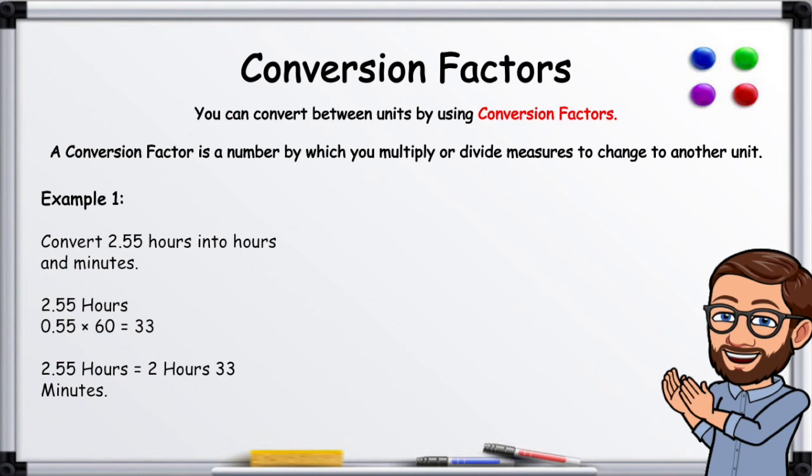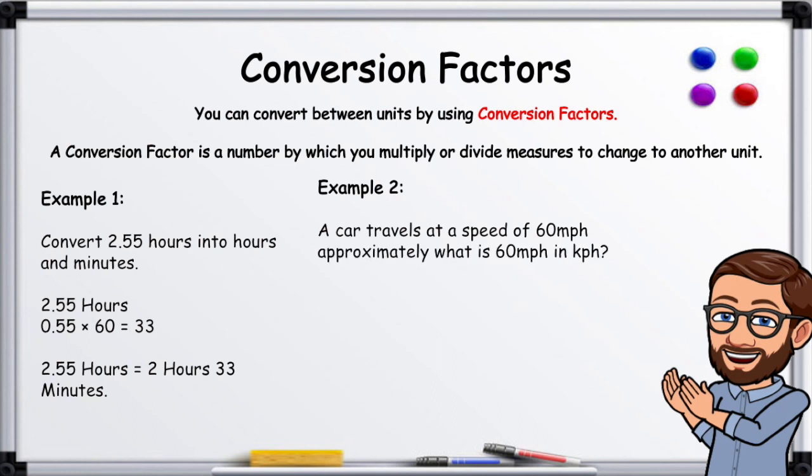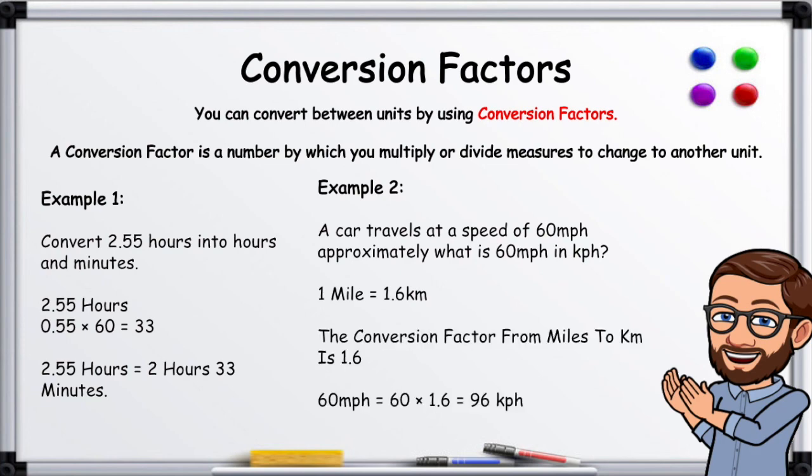Okay, let's have a look at another example. A car travels at a speed of 60 miles per hour. Approximately, what is 60 miles per hour in kilometres per hour? So if we remember our conversion factor between miles and kilometres, that's 1.6 kilometres. So 60 miles per hour equals 60 times 1.6, which gives you an answer of 96 kilometres per hour.